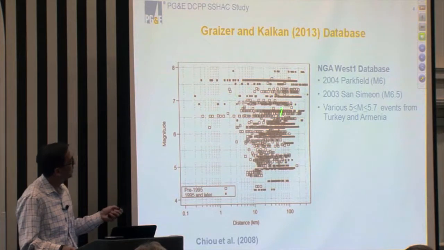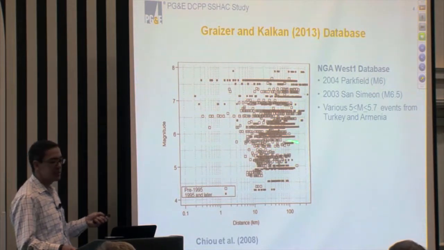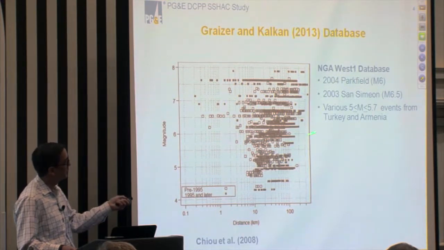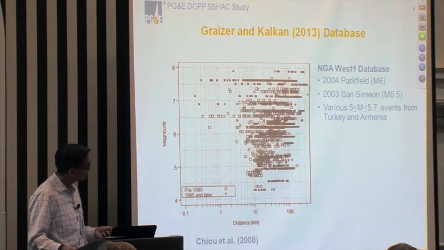So this plot of their magnitude distribution is just the NGA West 1 database, and so you'd need to add to that the events from these other two events here, and as well the other events from Turkey and Armenia.